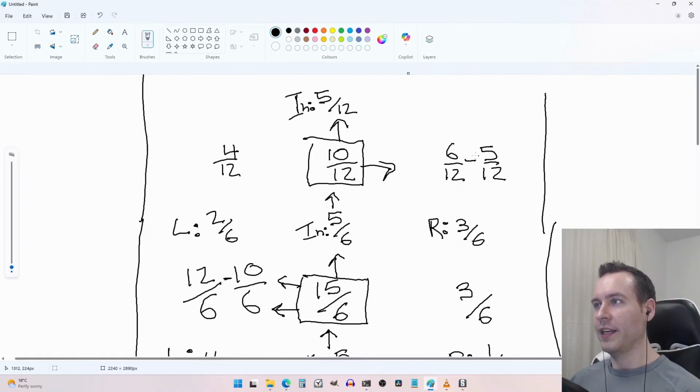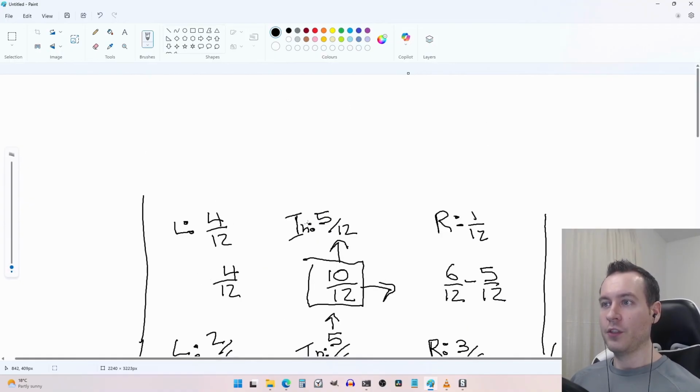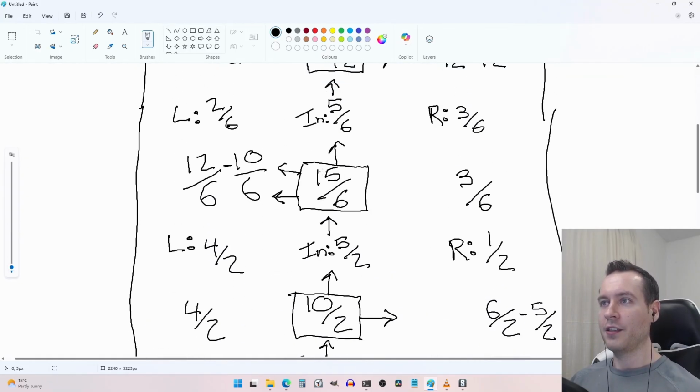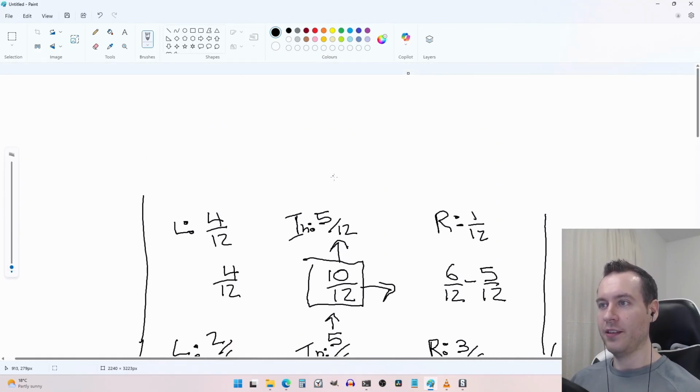The new right value will be 1 over 12. 6 minus 5 is 1. The denominators will be 12, and we'll just carry this 4 over 12 up. So then we're on, what layer are we on? 1, 2, 3. We've done 3 layers. Let's carry on with the 4th layer.